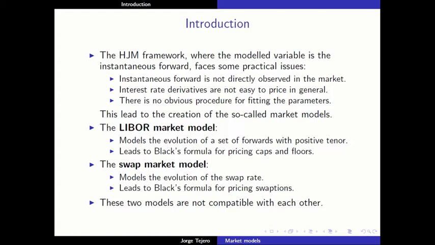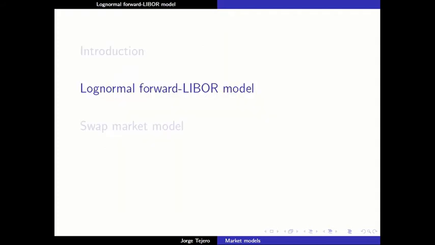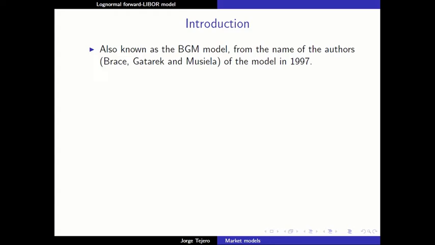This happens because the LIBOR market model assumes that the forward rates have some log-normal distribution, and the swap market model assumes that the swap rate has some log-normal distribution. These two facts cannot happen at the same time. The LIBOR market model was introduced in 1997 and is also known as the BGM model from the name of its authors.